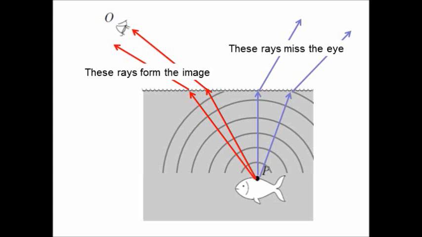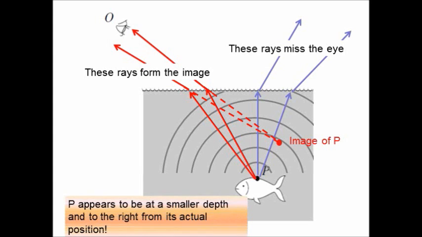The algorithm in the brain works in such a way that the apparent position of P is at the point from which all visible rays seem to emanate, assuming that all rays are straight. To find the image of P, we trace the visible rays back along the straight lines to the point where they would intersect. As you can see, the image of P in this case is above and to the right of the actual position of P. So to the observer above water, the fish appears at a smaller depth and to the right from where it actually is.